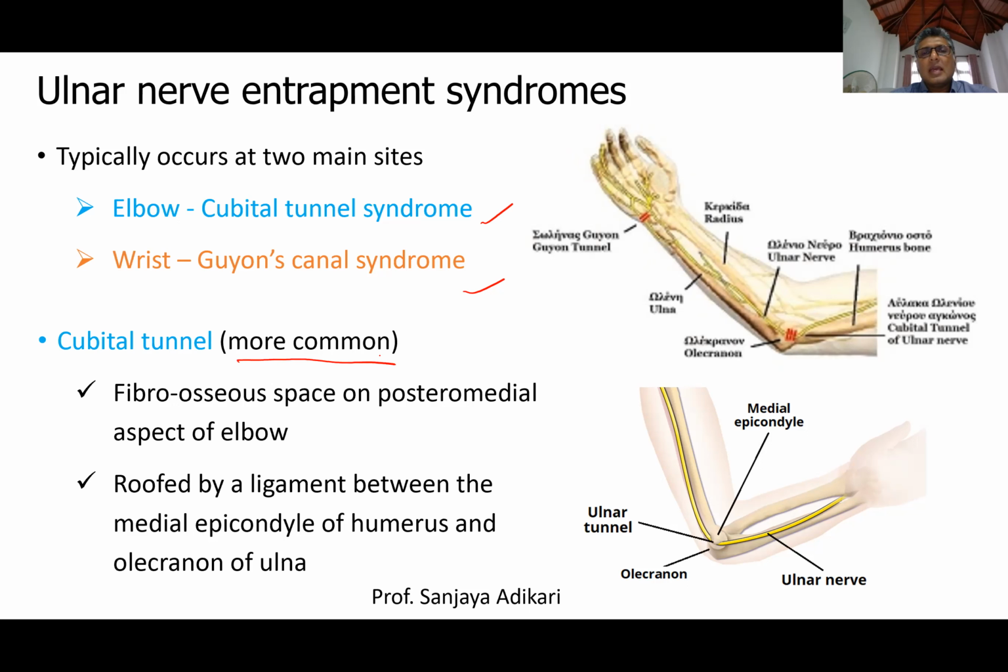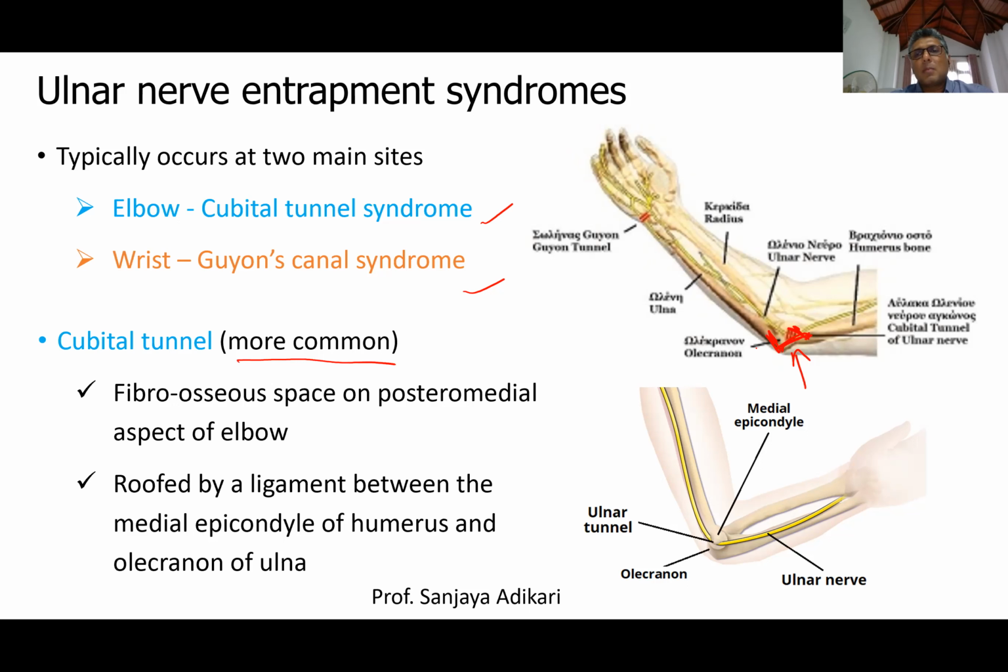The cubital tunnel is a fibro-osseous space formed by a ligament passing between the medial epicondyle of the humerus and the olecranon of the ulna. These two points are where the two heads of flexor carpi ulnaris muscle are attached. When the ulnar nerve enters the forearm, it passes through the two heads of flexor carpi ulnaris muscle. One head is here, another head is there. Between the two heads, you get this ligament attached, and the nerve passes through that. It can get compressed at that point. Then you get cubital tunnel syndrome.